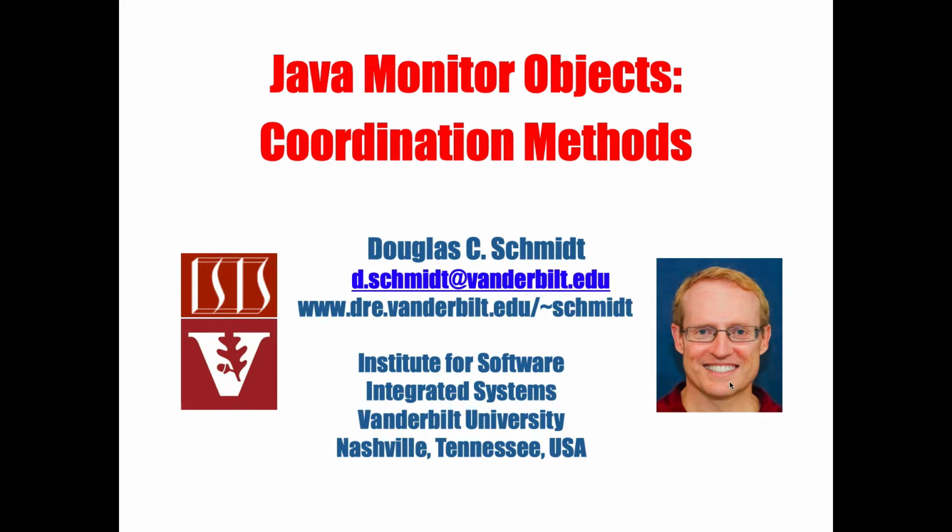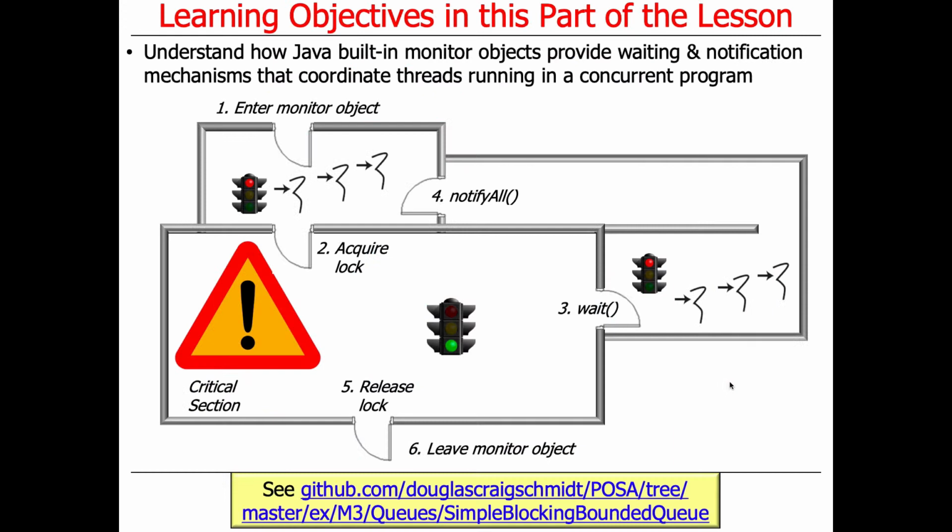So the last feature we'll talk about is the coordination mechanisms that are provided with the built-in monitor objects in Java, and they're the ones that allow threads to wait and notify each other so that the operations occur at the right order, at the right time, at the right place, and so on.